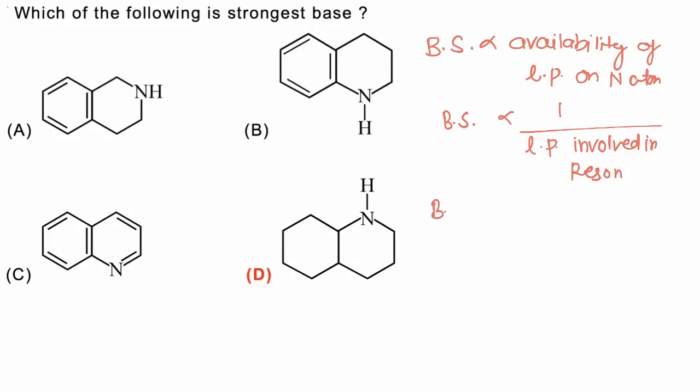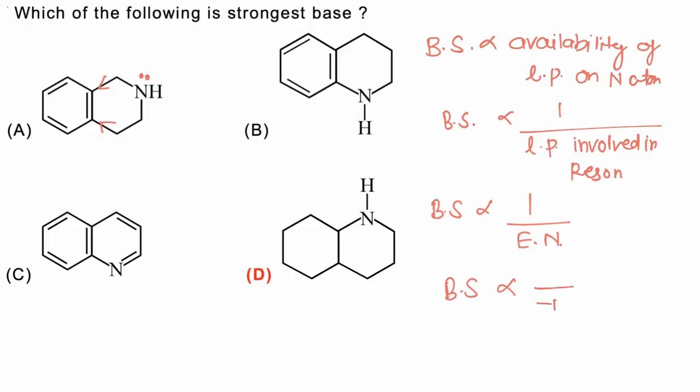Now basic strength also depends on the electronegativity of the atom. If an atom is more electronegative, then its tendency to donate a pair of electrons will be less. So basic strength is inversely proportional to electronegativity. Now in the first case, the nitrogen lone pair is not involved in resonance, but the minus I effect of the phenyl group is present, and the minus I effect will also decrease basic strength.